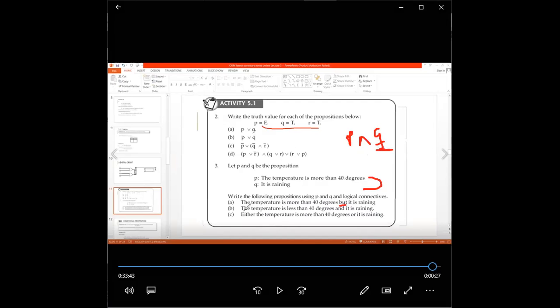Okay, B. How would you put it? So not P and Q. Let's see. So temperature is less than 40 degrees and it is raining. Yes, you're correct. Then the final one, can we have Manuel to give us the answer?